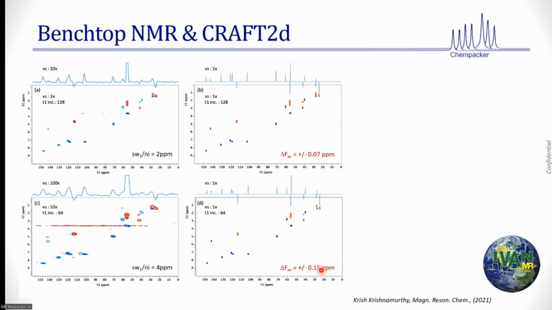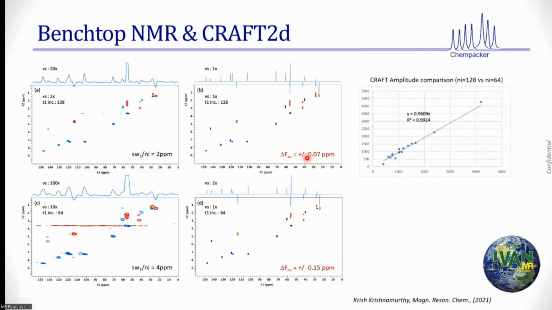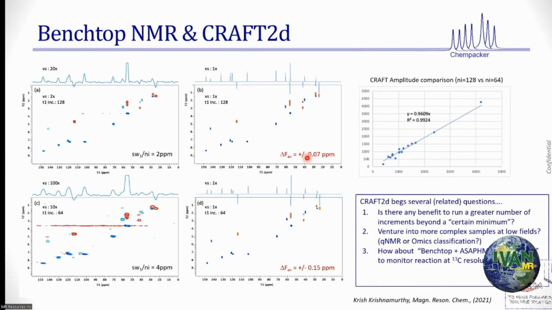Yes, this is more uncertain because the average frequency error is about plus minus 0.15 ppm. This is average frequency error, half of that expected. But if I plot the amplitude of one against the other, it's exactly the same. I have a slope of 1 for all the cross peaks there. What did I gain by going from 64 increment data to 128 increment data? Nothing. Except my certainty of my frequency is improved, at less than about a tenth of a ppm level in the carbon dimension. So we are wasting our time if we decide to run more than that.